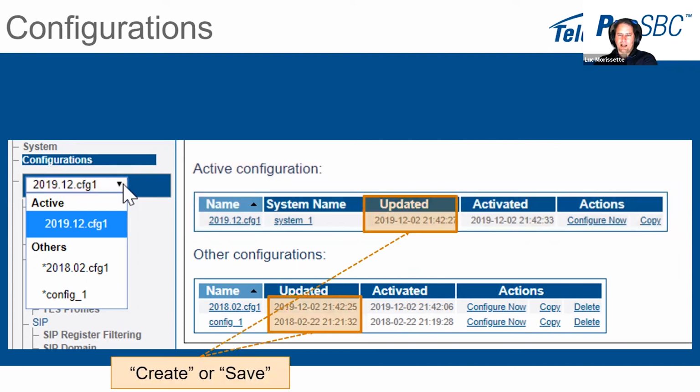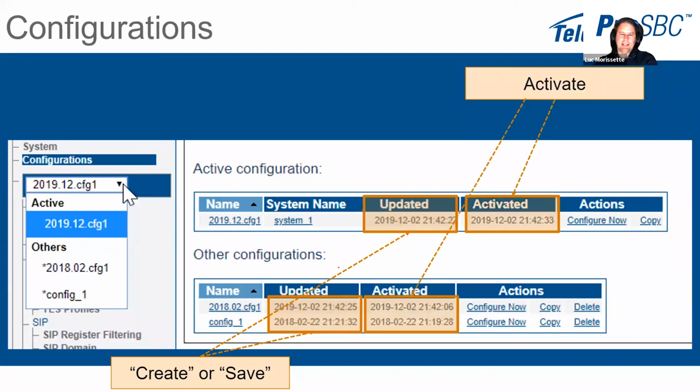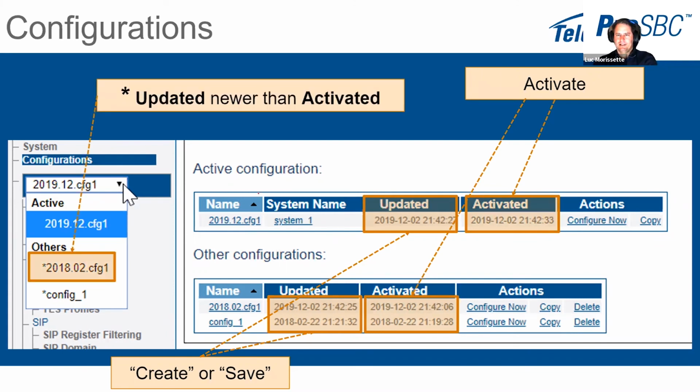Okay, so these updated, what does it mean is when you do create a new entry in the configuration, or if you save any of these configuration, then it will mark it as updated. And when it's updated, you will also see there's a star like this that appears on the left side here. Okay. Activated means that you have applied the configuration on the system.